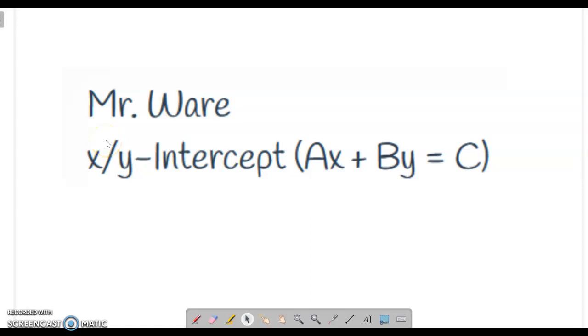And today we're looking at how to find the x or y-intercept from standard form, which is ax plus by equals c. So let's take a look.